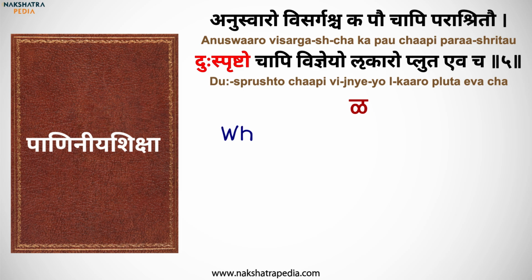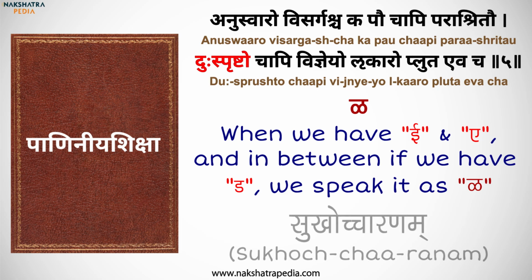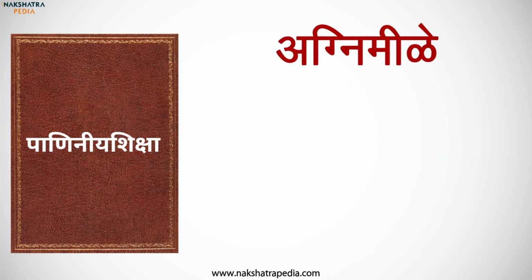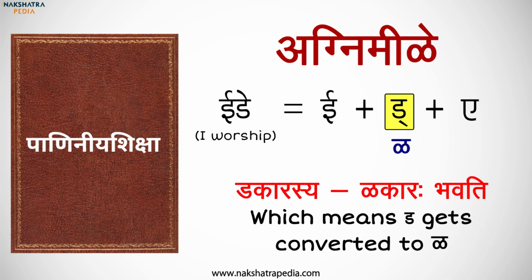Why? Because when there is E and A, and in between you have D, then you do not speak D just like D. Because when you try to speak it, automatically the concept of Sukhucharan happens. For example, when you say Agnimire, there is E and D and A, so D is in between. This is where automatically D becomes R, that is Dakarasya Rakarah Bhavati. That is how R is pronounced.